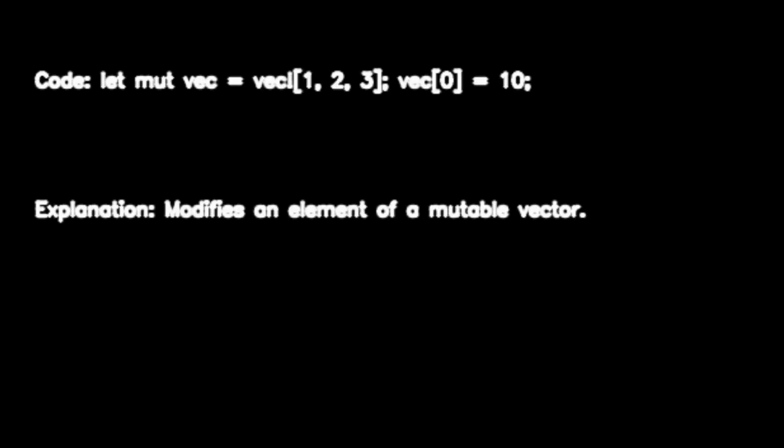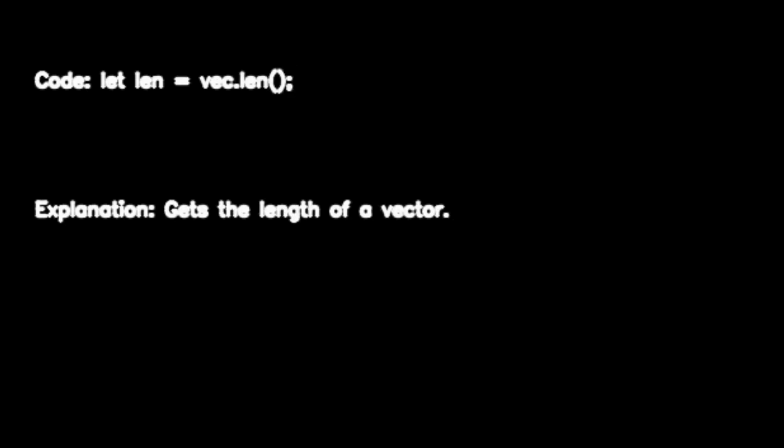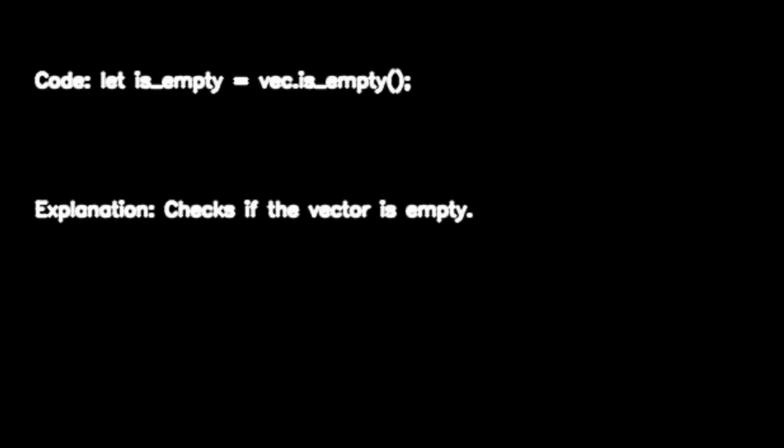Code. let mut vec = vec![1, 2, 3]. vec[0] = 10. Explanation. Modifies an element of a mutable vector. Code. let len = vec.len(). Explanation. Gets the length of a vector. Code. let is_empty = vec.is_empty(). Explanation. Checks if the vector is empty.